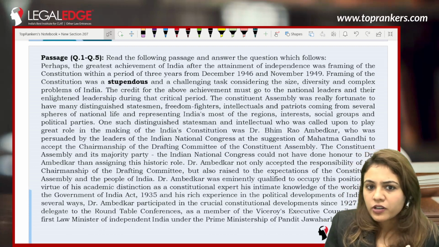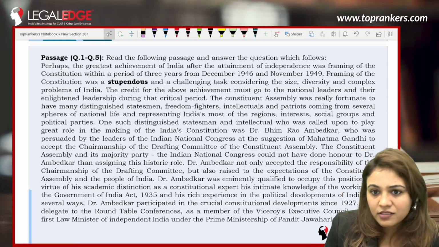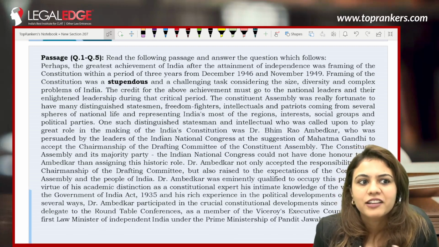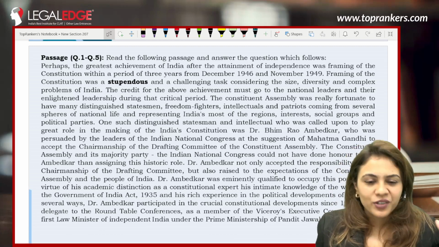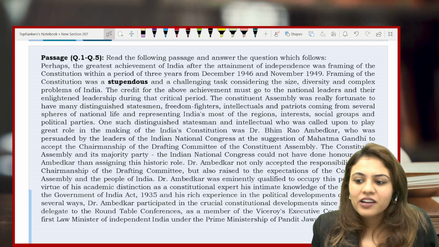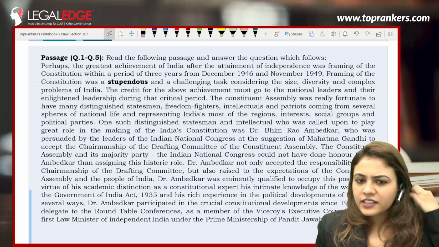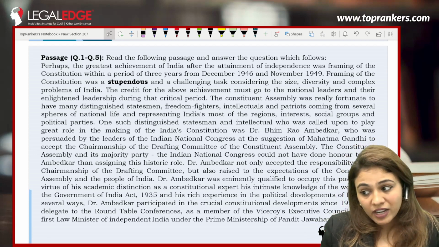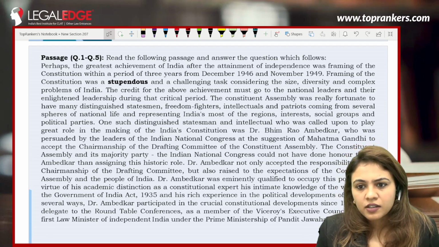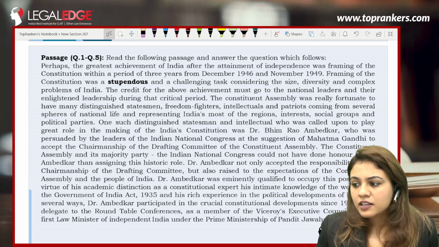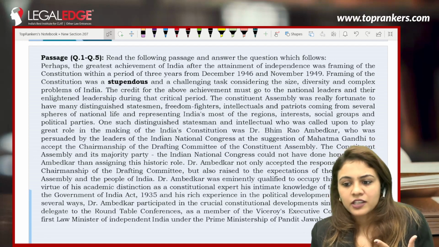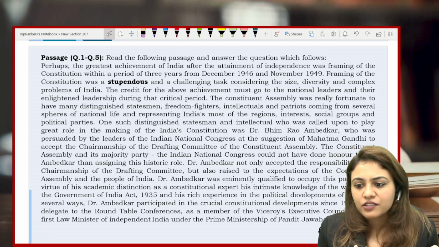Now, I hope you are not under the impression that when we are using the word stupendous, it means anything related to something being stupid or silly. It's quite the contrary. Stupendous means something really impressive. So we can see that the task was really impressive and very, very challenging because we had to keep in mind the size, the diversity, the complex problems of India, like tons of things.